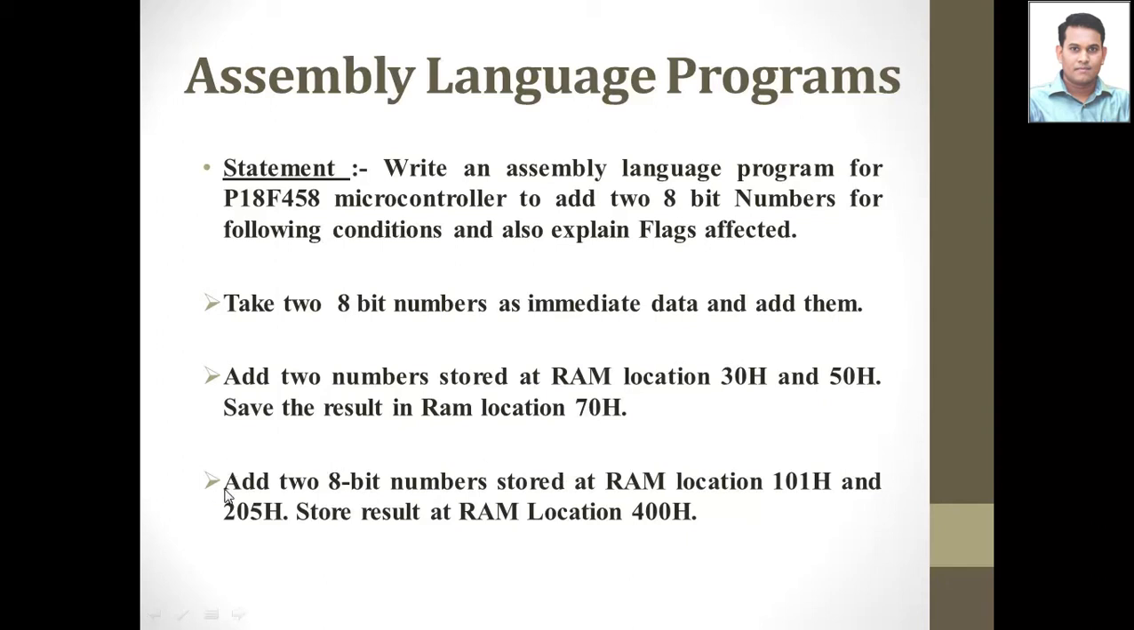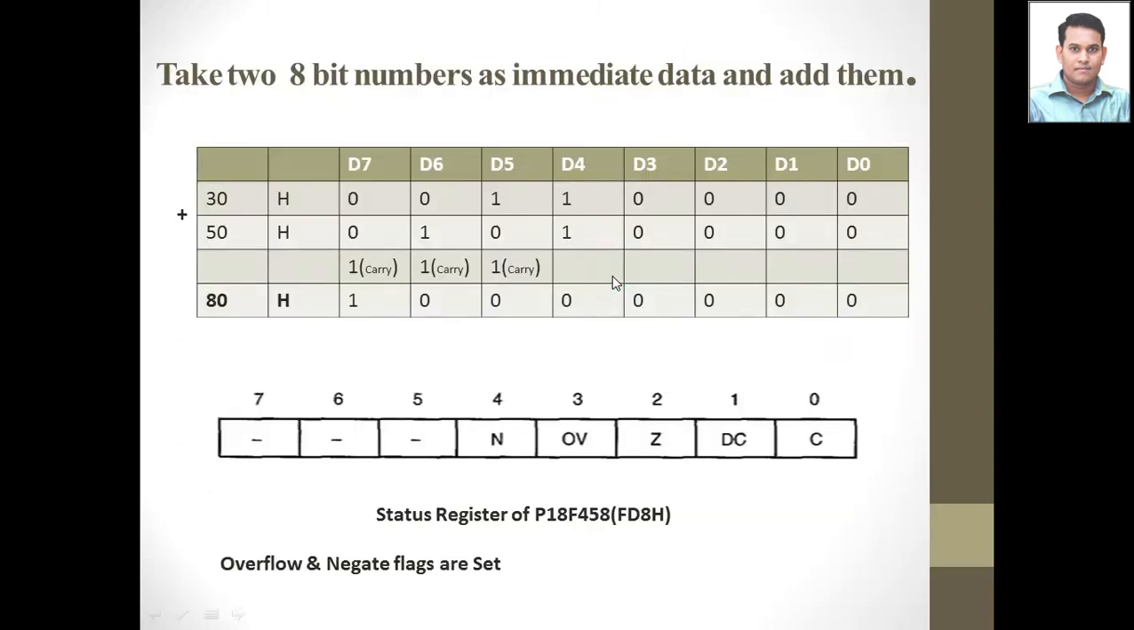The last condition is to add two 8-bit numbers stored at RAM locations 101H and 205H, and store the result at RAM location 400H. Here we have to change the register banks, and then go for addition. So here we will understand how to shift the register banks. Also we have to explain the flags after the addition, that is, the arithmetical operation.